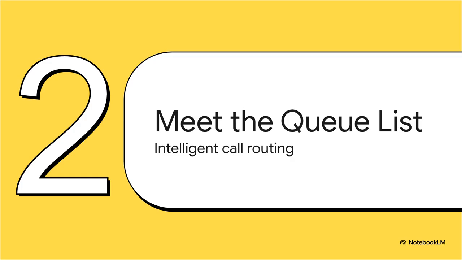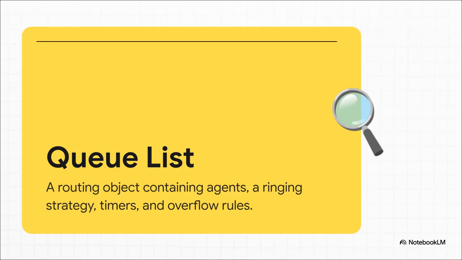Simple as that. So what is a queue list, really? Well, in a nutshell, it's a smart routing tool that combines 4 key ingredients. You've got your agents, a ringing strategy, timers to manage how long people wait, and overflow rules to act as a safety net. It's all about handling your calls with some real intelligence and precision.